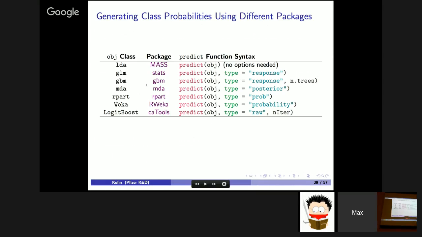And then maybe you go to do a mixture discriminant analysis model in the MDA package, and it's not response, it's posterior. And then there's a lot of packages, like RPart, where to get the class probabilities it's prob, and other times it's probability, and other times it's even something odd like raw. And so it becomes a pain in the butt if you want to use different packages. You have to remember all this statistical minutiae, and that's kind of a pain.